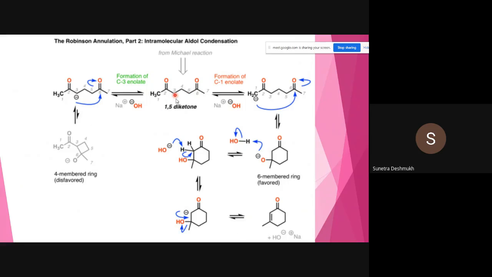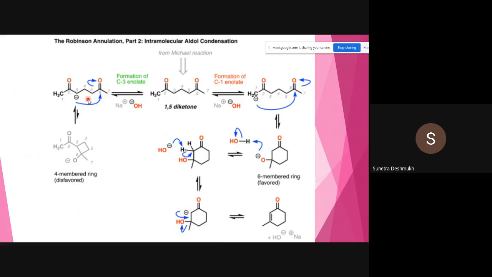This is our Michael adduct, a 1,5 diketone, and now we are going to treat it with sodium hydroxide. I have shown two reactions here. One is abstracting a proton at the C3 position, and the other is abstracting a proton at the C1 position. I am showing both here.